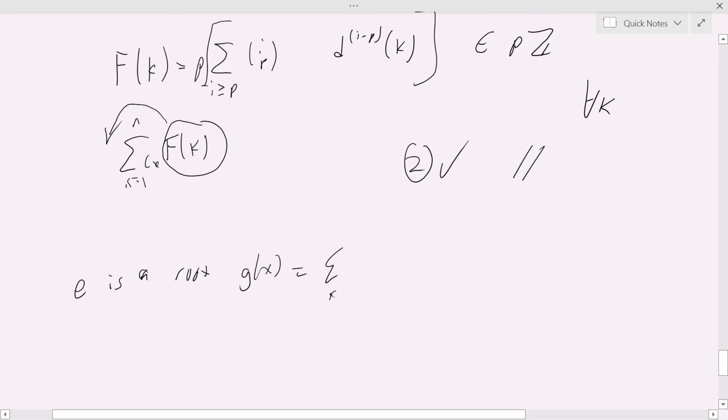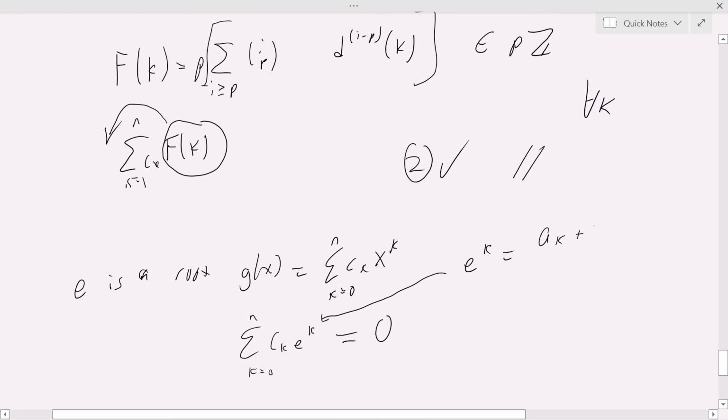we ended up calling it g of x, but it was the sum k equals 0 to n of c_k x to the power k for some integer polynomial. So what this means then is that the sum k equals 0 to n of c_k e to the power k equals 0. And then what we did was we said, well, we can say that e to the power k can be equivalently written as a_k plus epsilon_k over b, where we quantified these values.